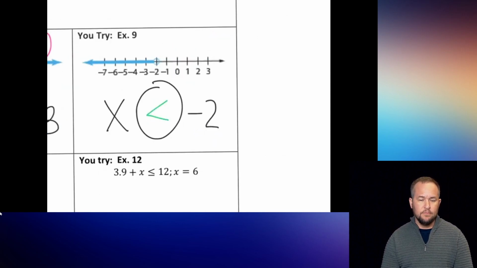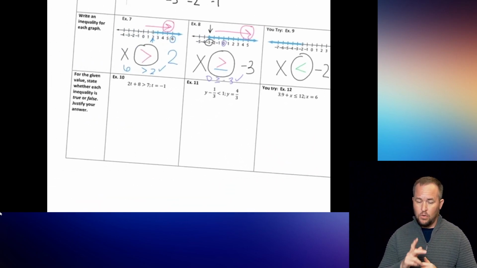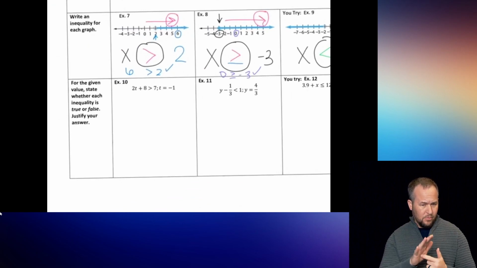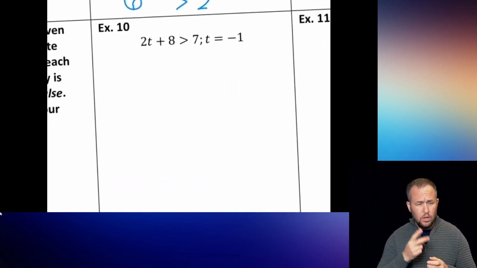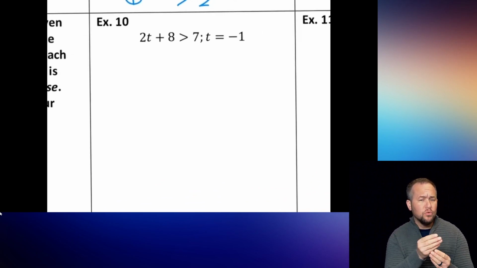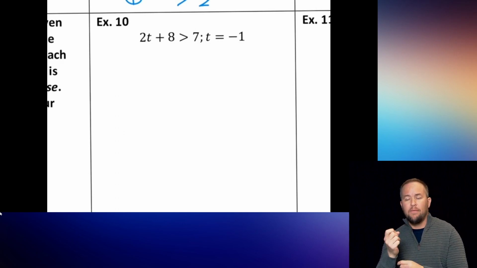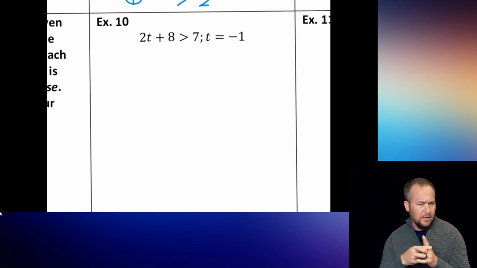All right, so hopefully on this You Try, you saw x is less than -2. Now looking at our very last examples, for the given value, we're going to state whether it's true or false. There are 2 ways to do this. On the first way, I'm going to solve for the letter t and then identify if that solution would work. And then on example number 11, I am going to just plug it in from the beginning to show you that there are 2 different ways.